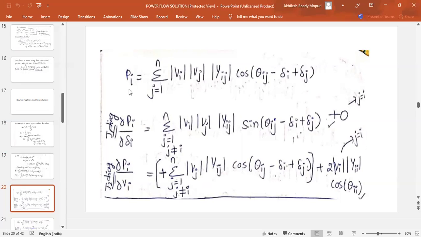So during the differentiation of Pi with respect to del i, we need to exclude the j equal to i term.